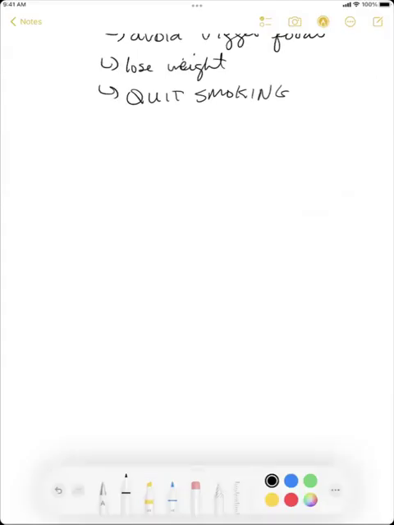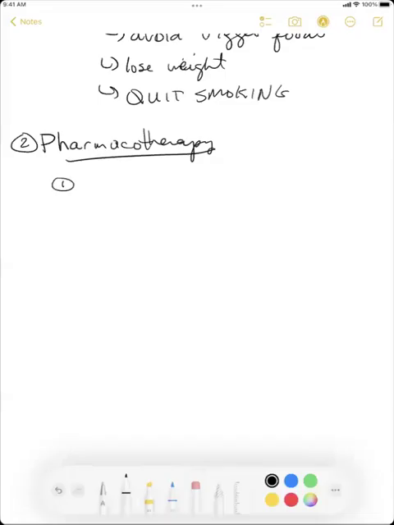Then there's the pharmacotherapy, and this is where that whole idea of the cephalic phase of digestion becomes really important. Pharmacotherapy, there's several things that we can do. We can directly neutralize the acid by using medications that we refer to as antacids.